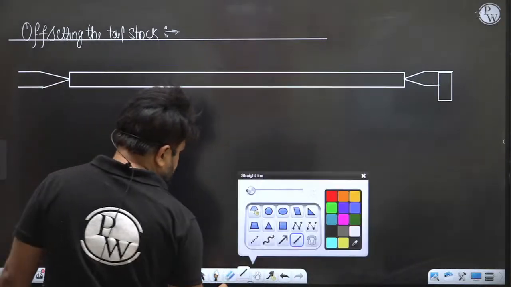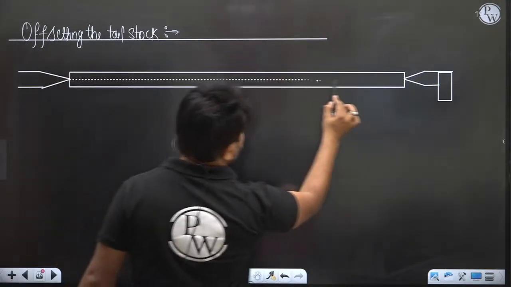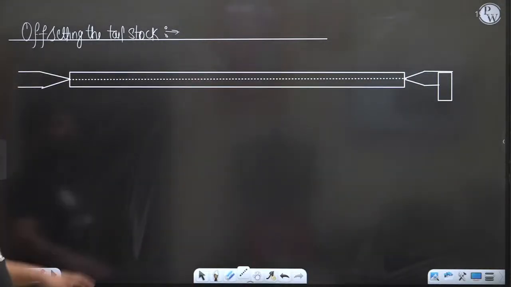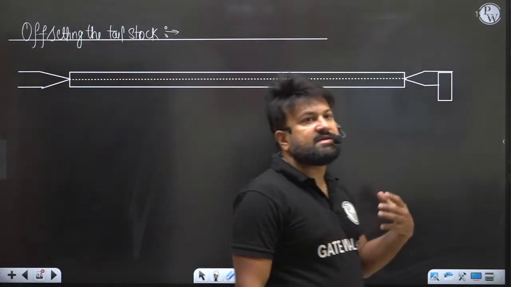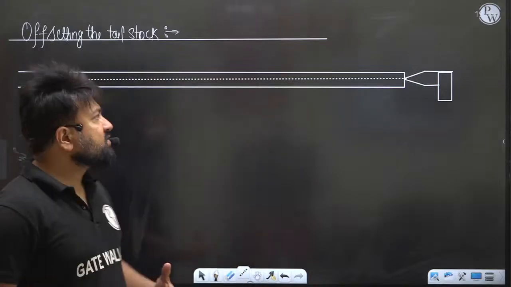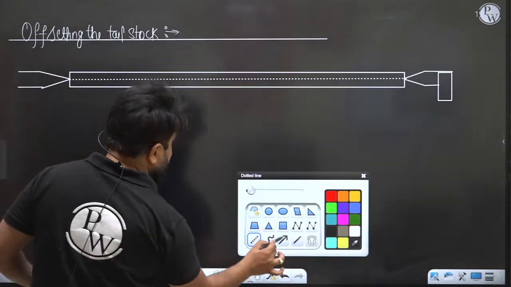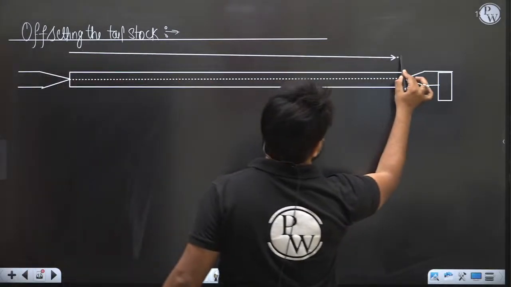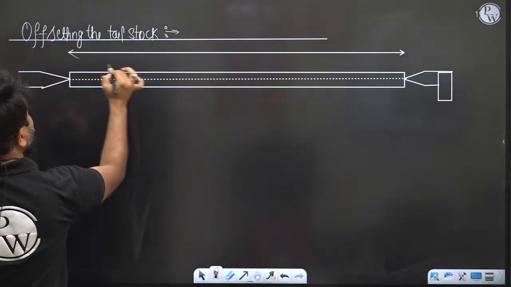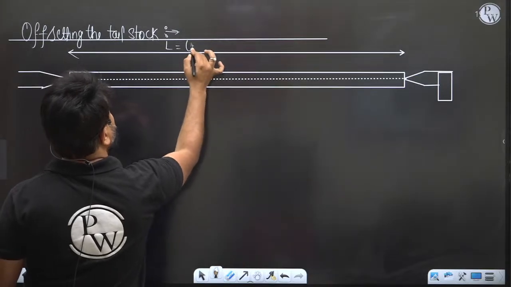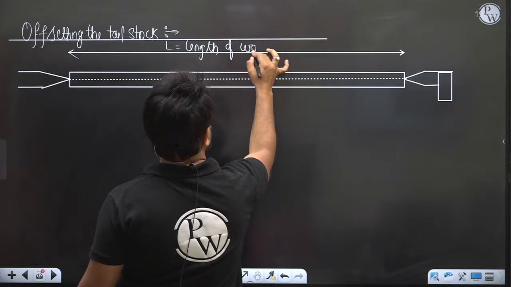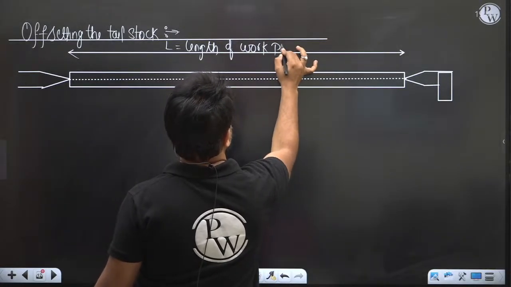Now, my dear, let's say this is the axis of rotation. The method is offsetting the tailstock. Here let me write down: this is the workpiece length, capital L, the length of the workpiece.